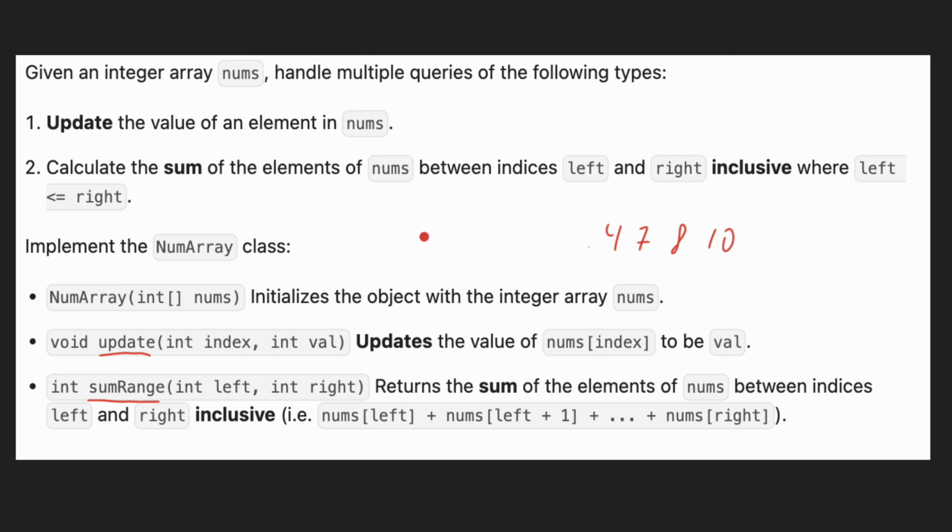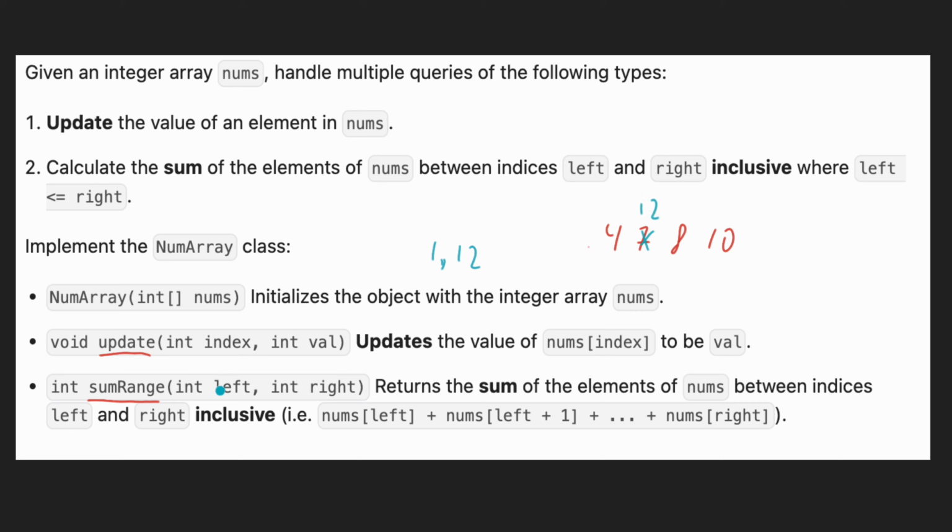For the update, we are given an index and a new, updated value. For example, let's say that for index 1, we are given the value of 12. So we are updating the value at index 1 to 12.